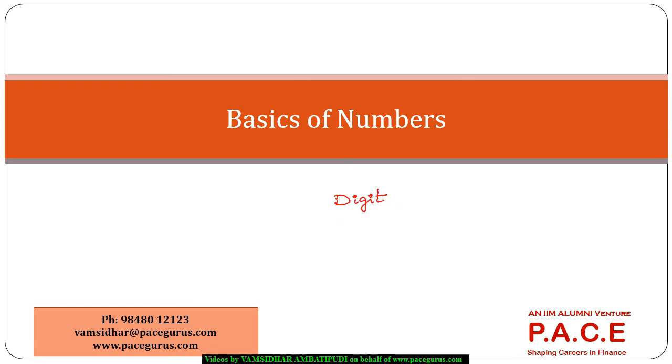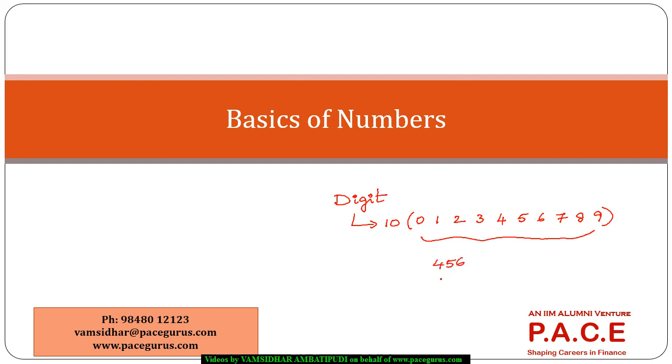How many digits are there? Yes, we have 10 digits. And those 10 digits are 0, 1, 2, 3, 4, 5, 6, 7, 8, 9. So there are 10 digits altogether. In our number system, these are the 10 digits. Now you use these 10 digits and form some numbers.